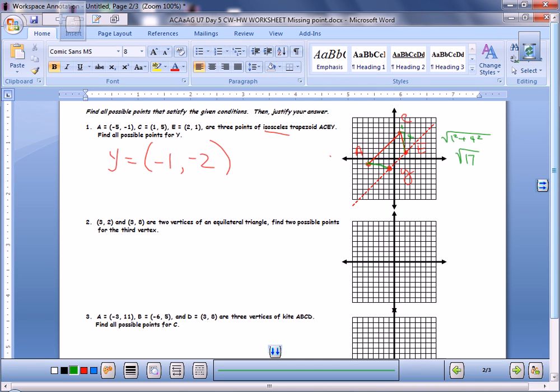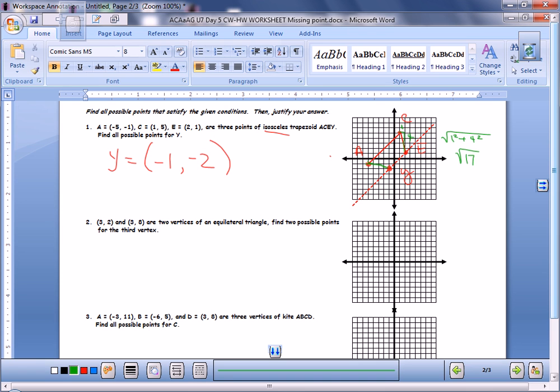Okay, so for number 1, if we have a trapezoid, then that side AC has to be parallel to the side EY. Does that make sense to everyone? So what I did was I found the slope of AC, which is positive 1, and I drew in a dashed line right there through E. And I knew that Y had to be somewhere on that line.